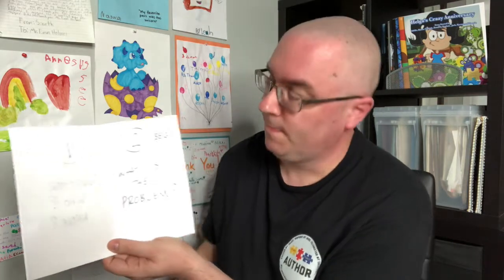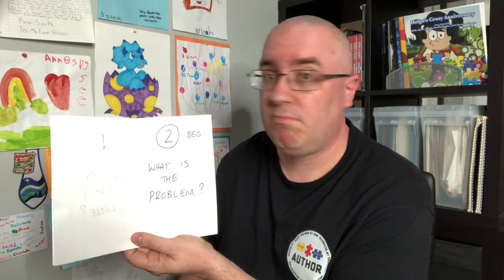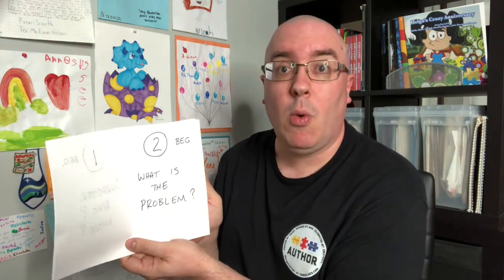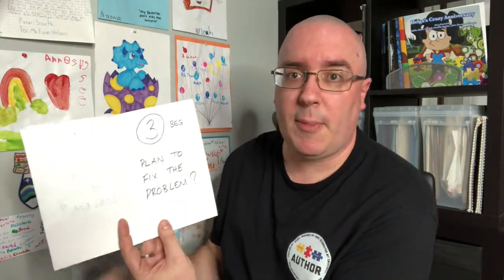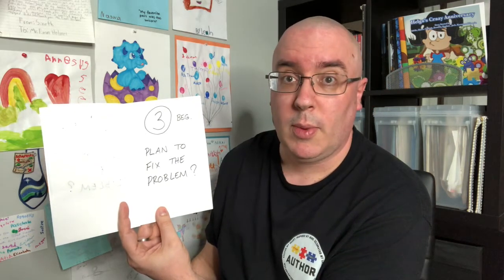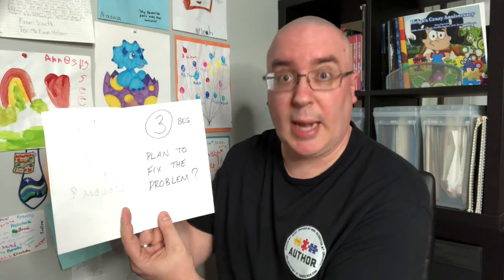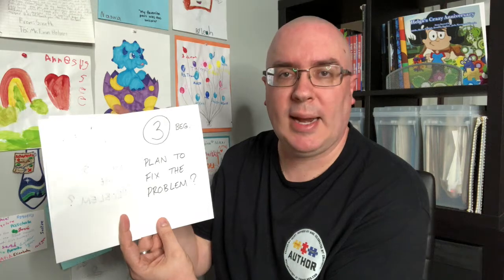Page number 2, also part of our beginning. What's the problem? What's wrong? What isn't working out for our character? What is our story going to be about? And we flip over to page 3. Now, page 3, this is where we come up with the plan to fix the problem. So, we got a character, we're somewhere, we have a problem. What's the plan to fix it? That's our beginning. 3 pages.